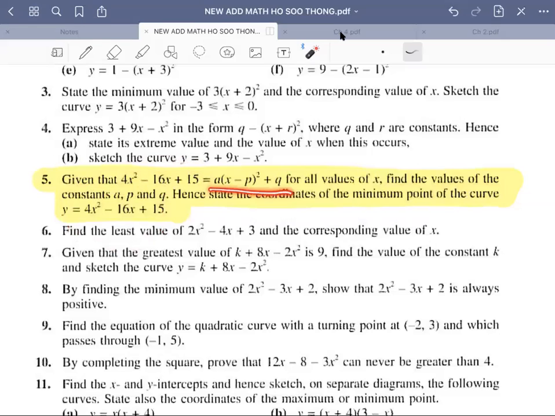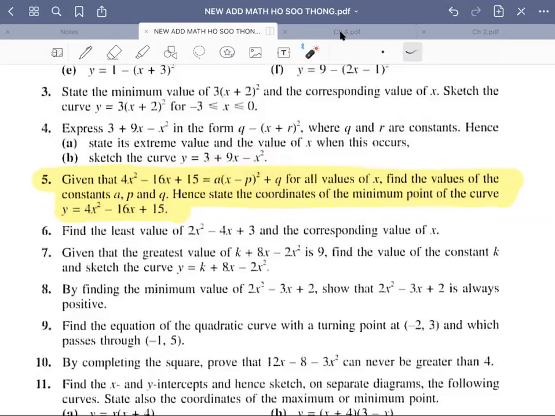So basically class, what you need to do here is change this into the completed the square form. You need to complete the square and follow this format. Don't be confused if the question is using different letters because it's just the same thing. Instead of H and K, it uses P and Q. H, K, and then letter A.